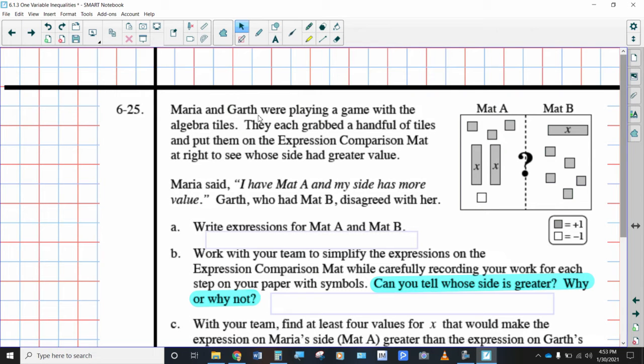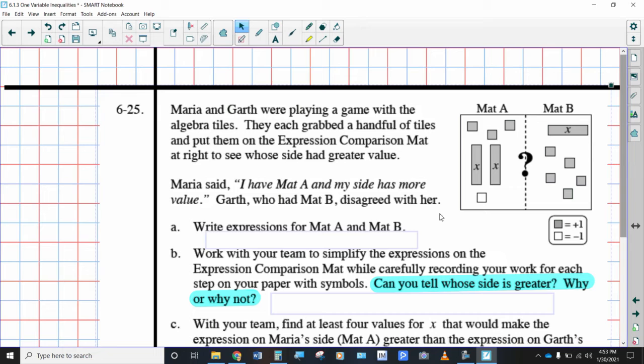All right. So Maria and Garth were playing a game with the algebra tiles that you see here. They grabbed a handful of tiles and put them on the expression comparison map to see who had greater value. Maria said, I have mat A, this is Maria's mat, and my side has greater value. Hooray for me. And Garth, who had mat B, naturally disagrees with her.